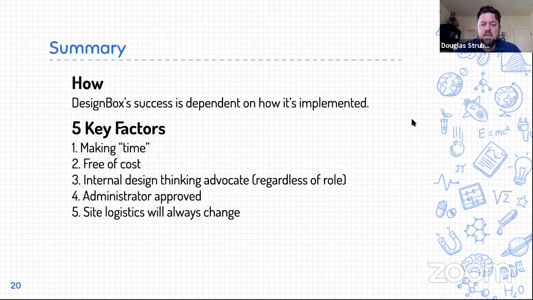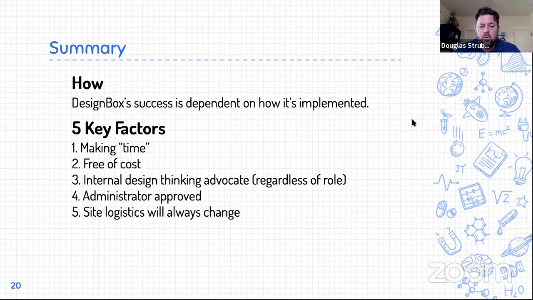Third was internal design thinking advocates, regardless of role. So it was more important that there was at least one person, who could be the administrator, but it didn't necessarily have to be the administrator. It could be a teacher, it could potentially be a parent, someone in the school who could be the champion of design thinking at that school was vital for the success of this at a school.